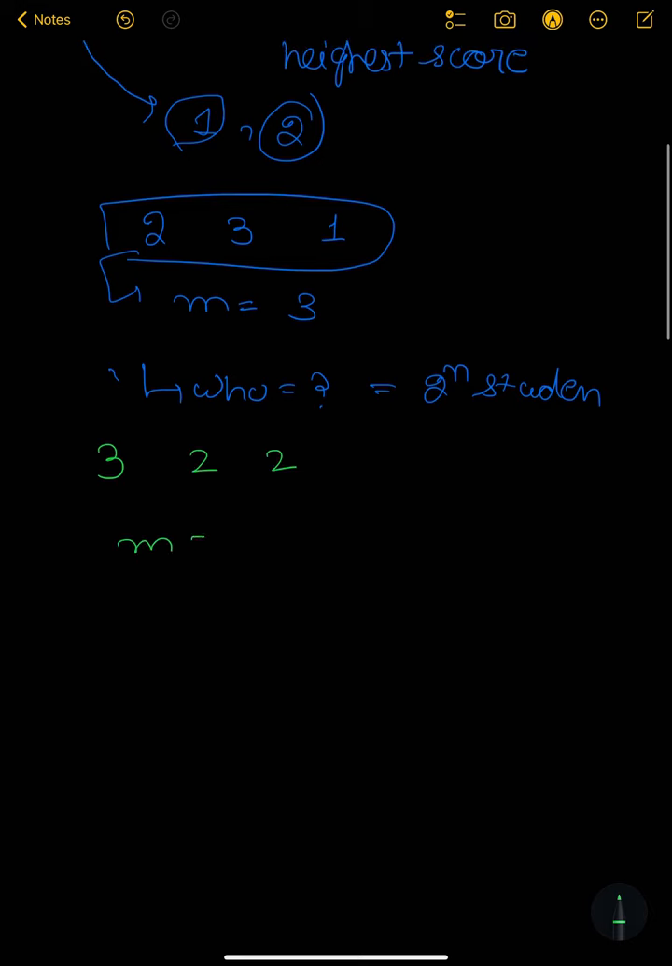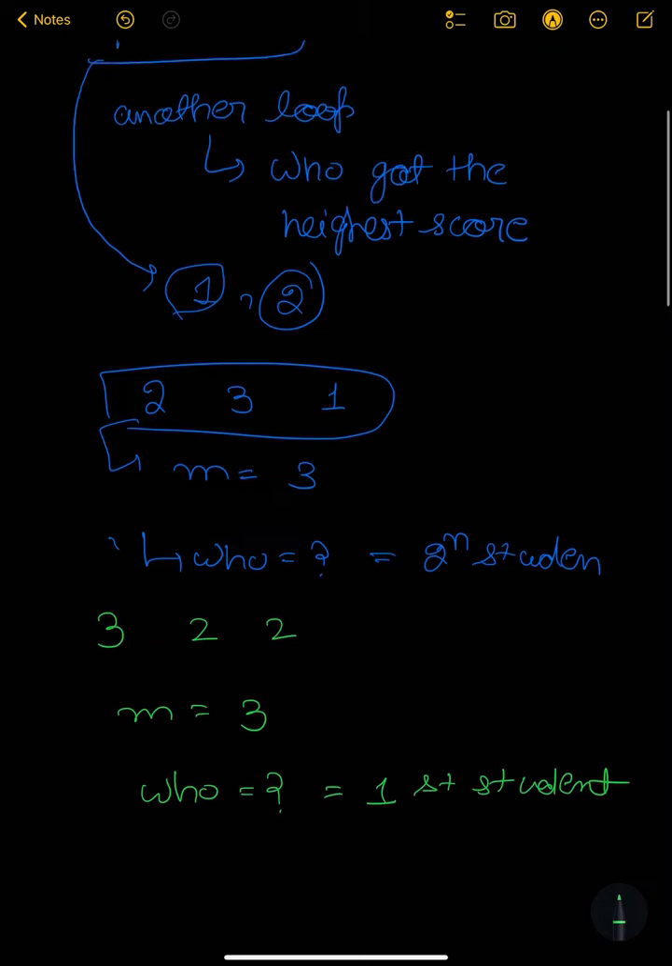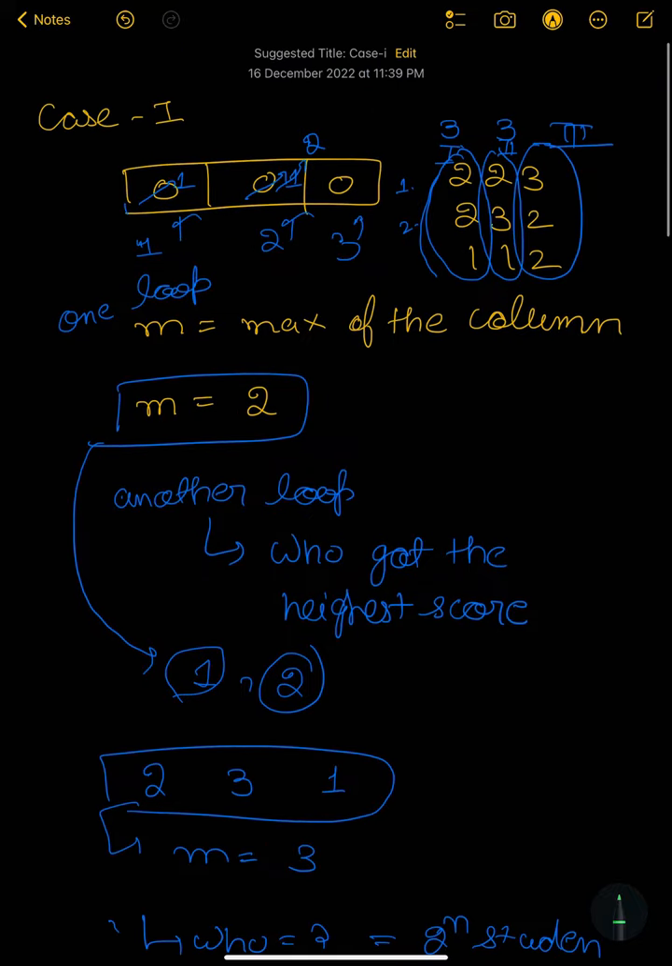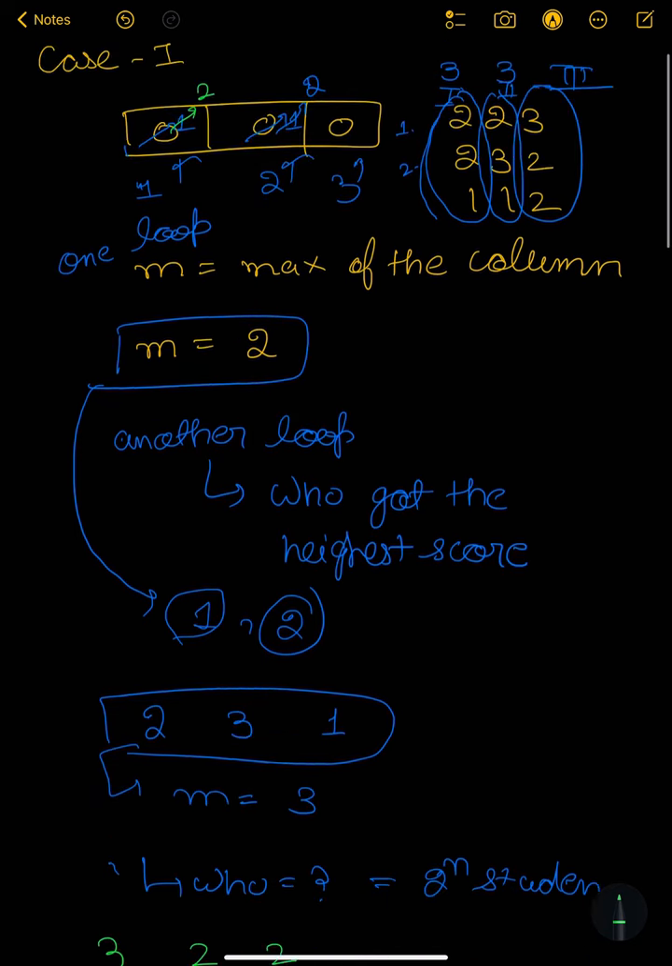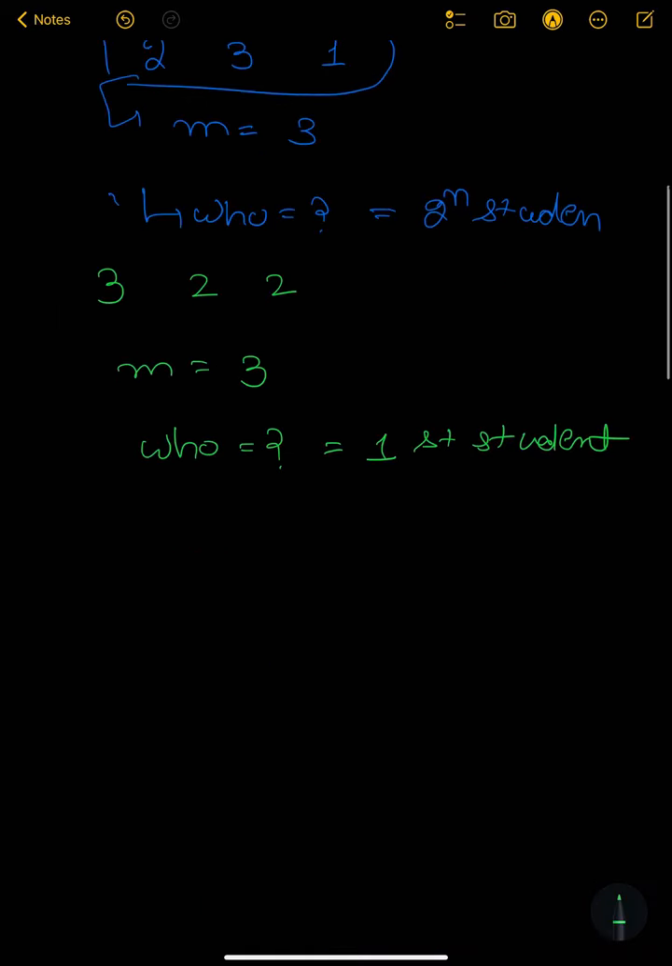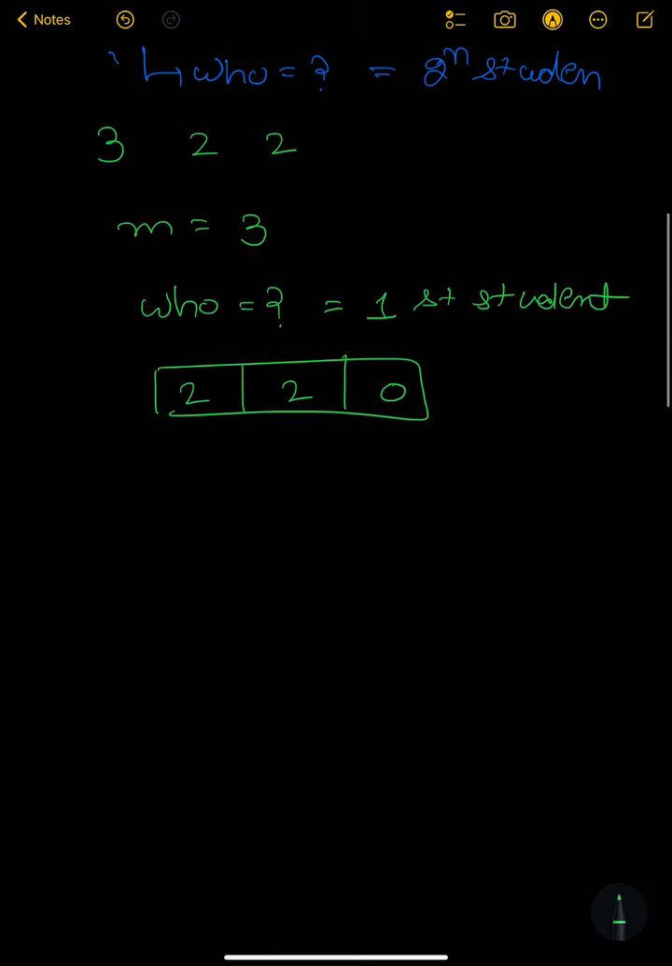What is the value of m? 3. And who got it? Your first student. Now we will increase the index of the first by 1, and it will go to 2. Your subjects are over, so the values in the array are 2, 2, 0.